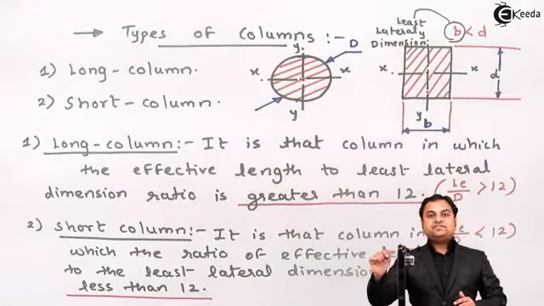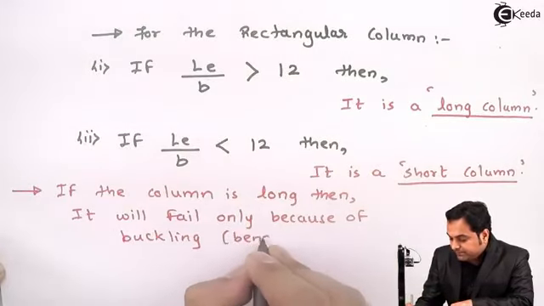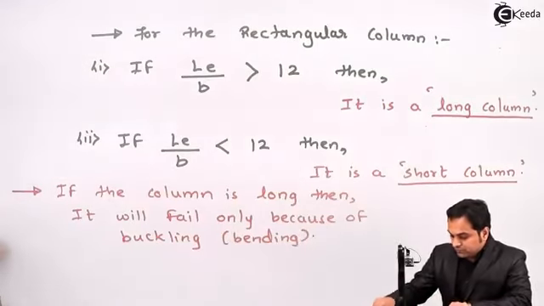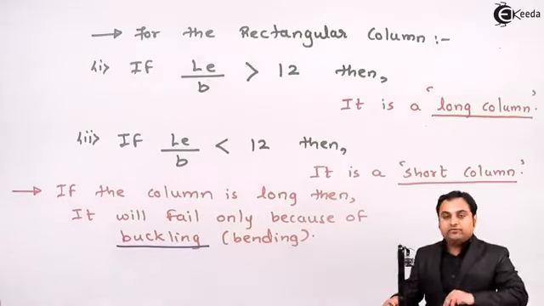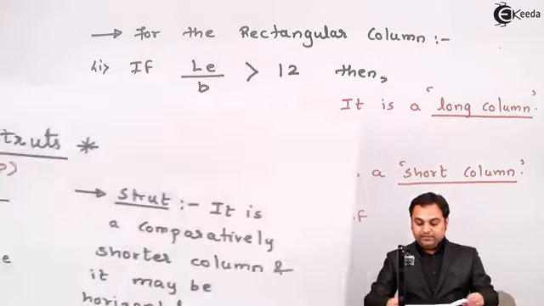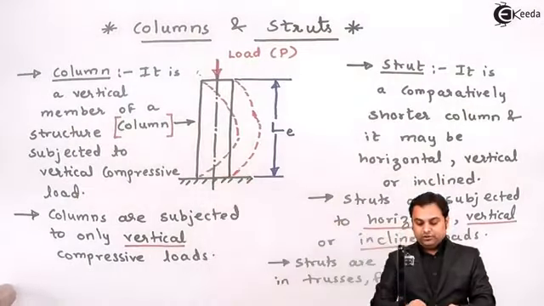Then if the column is long, it will fail only because of buckling, which is the other word for bending. So if there are long columns, they will fail only because of buckling, that is bending, and that bending will be in such a form. This is the buckling of the column.